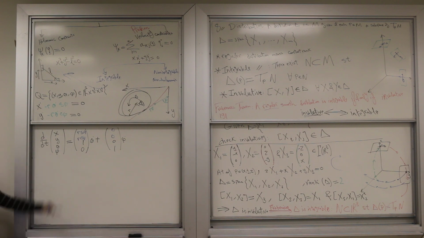If I give you two constraints like this, and you want to check whether they are integrable holonomic constraints or non-integrable holonomic constraints, we're going to do a procedure to do that. The first step is to write them in this form. Any question about that? Yes, Joseph?